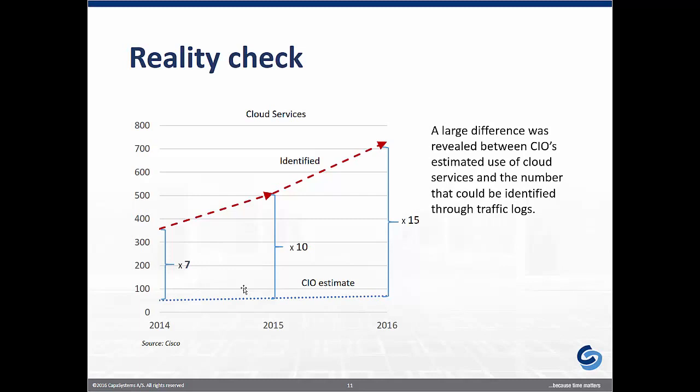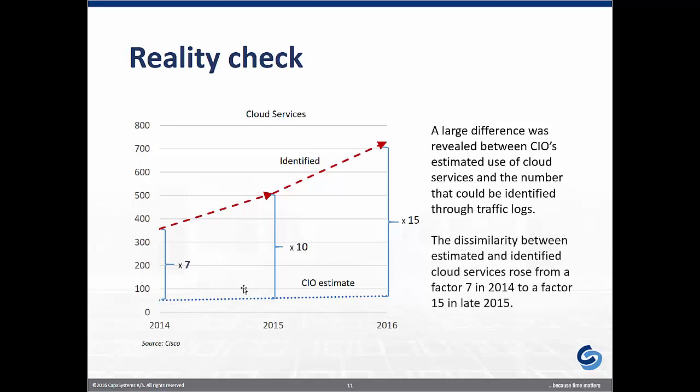As you can see, the divergence between the two is significant, to put it mildly. Where CIOs on average were underestimating by a factor of 7 in the beginning of 2014, this rose to a factor 15 by the end of last year. As the red arrow indicates, this trend is assumed to continue.